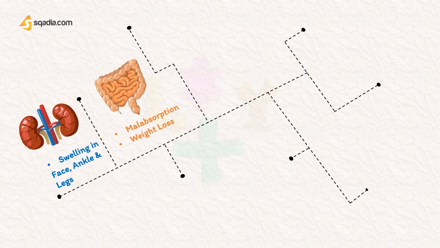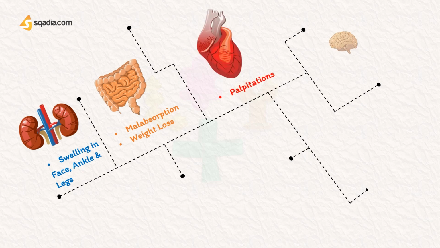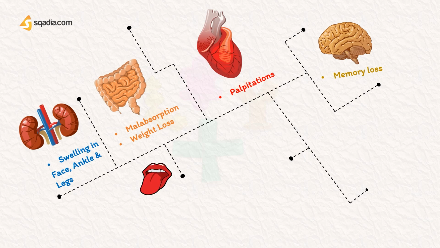Intestinal damage leads to malabsorption and weight loss. Heart damage can cause palpitations. Brain suffers from memory loss in case of Alzheimer's disease. Enlarged tongue is an issue in some cases, which results in speech problems, interference with swallowing, and noisy breathing, usually at night.